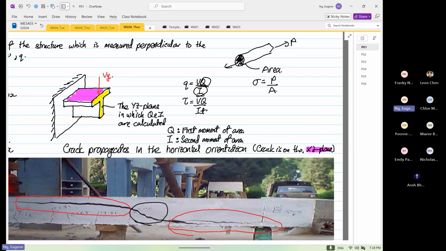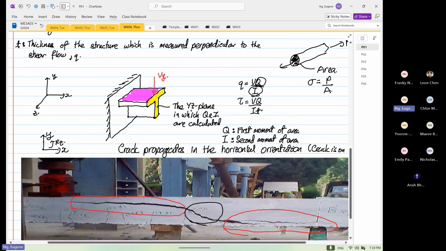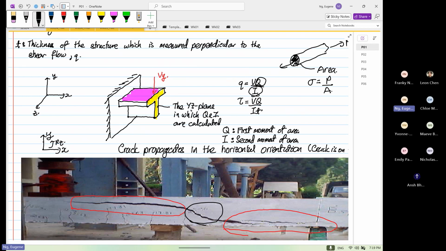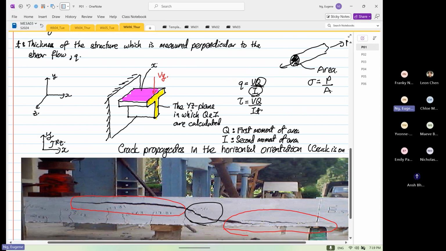So what is going on? The first thing about shearing stress is a lot of times people get really confused. If the fracture is occurring on the XZ plane, which I'll label here, why is the first moment of area we calculate on the YZ plane, whereas the fracture is on the XZ plane? This can be explained very easily.